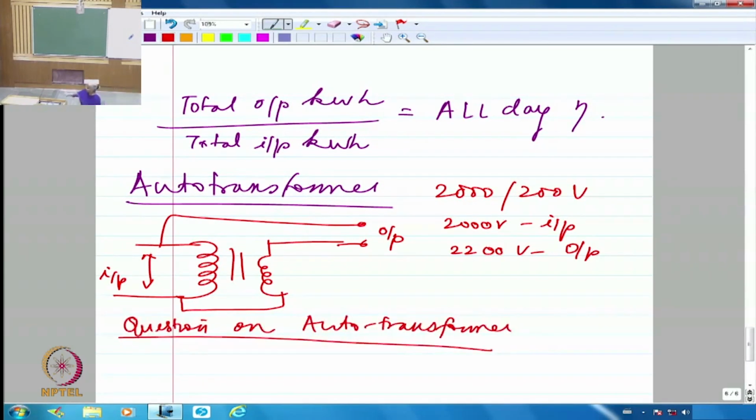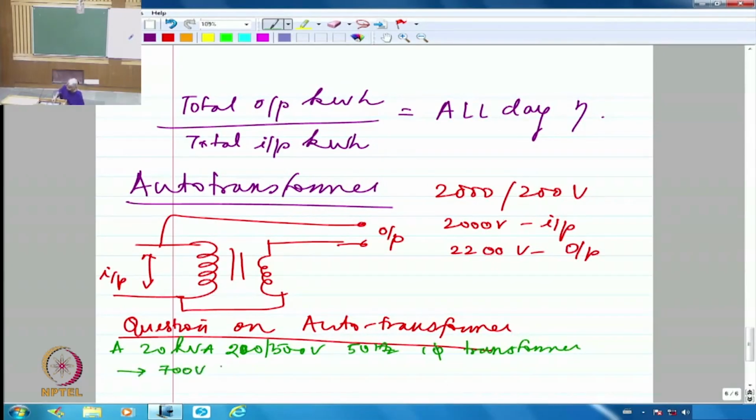A 20 kVA, 200 by 500 volts, 50 hertz single phase transformer is connected as an auto transformer. Supply a load requiring 700 volts. Determine the kVA rating for this configuration, and winding currents. kVA rating and winding currents. And load as a variable.